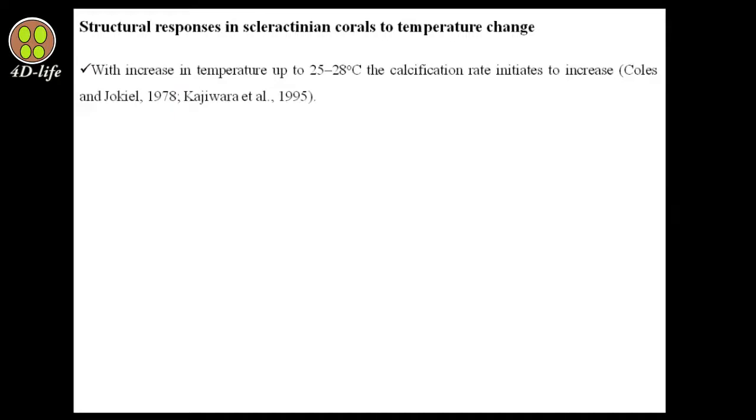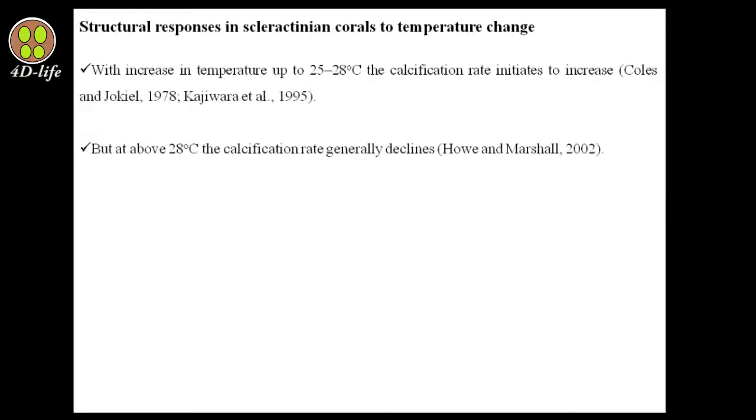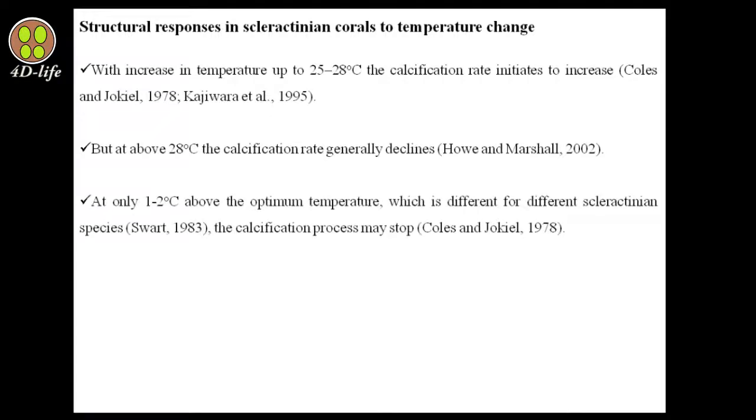Structural response in the scleractinian coral to temperature change. With increasing temperature from 25 up to 28 centigrade, the calcification rate starts to increase. But above 28 centigrade, the calcification rate starts to reduce. At just 1 to 2 centigrade above the optimum temperature, the calcification process can stop.